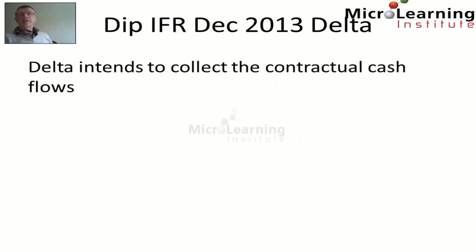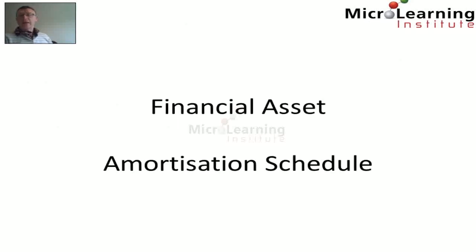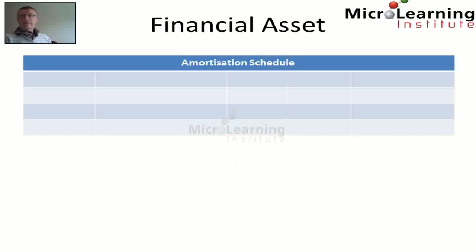So, if Delta intends to collect the contractual cash flows until redemption, IFRS 9 tells us that this will be classified on the books of Delta as a financial asset. And if this is the case, it will be measured using an amortization table at its amortized cost. So let's look at the amortization schedule for the financial asset on the books of Delta.